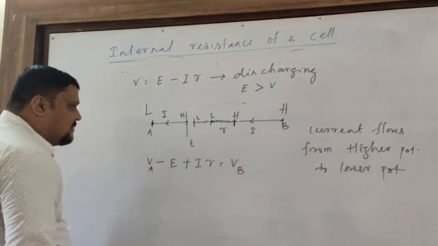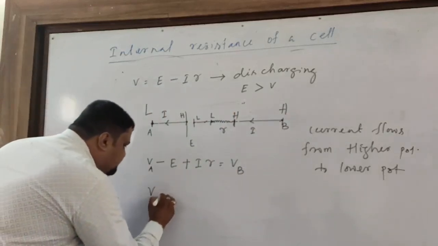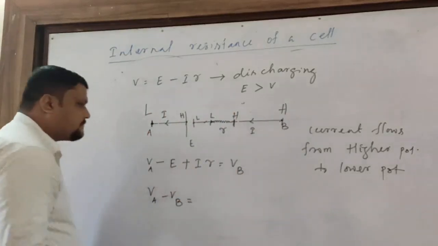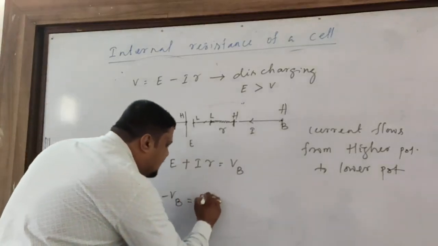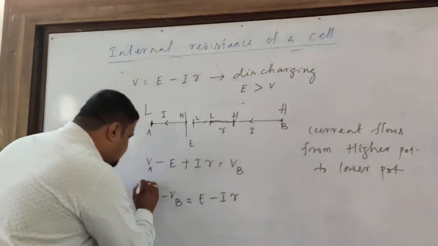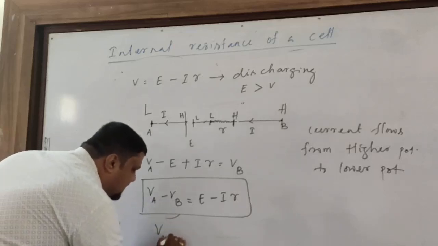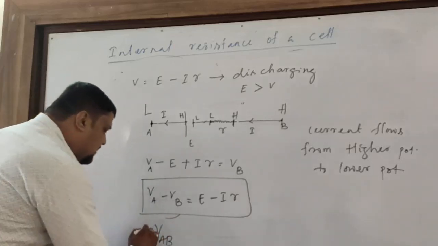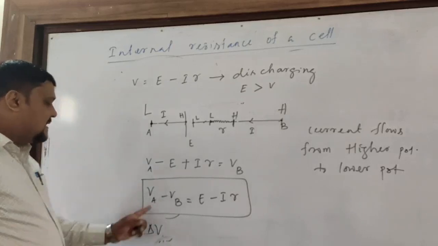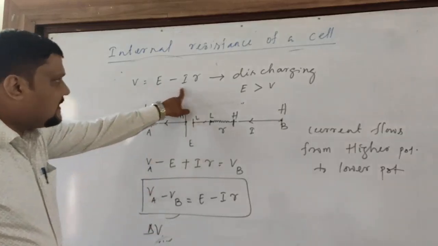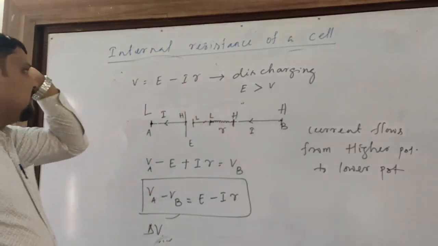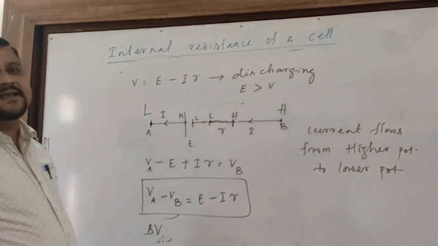So from here what do you get? VA minus VB is equal to E minus I R. Yeah, that is the condition. What is VA minus VB? That is the potential difference. You can say V_AB or delta V. You can say that V is equal to E minus I R. That is E minus I R. That is the discharging case.